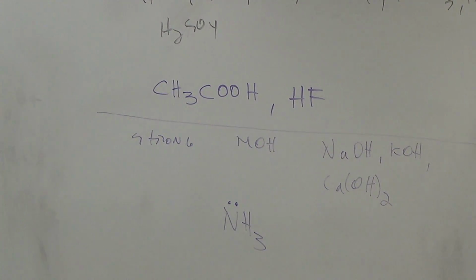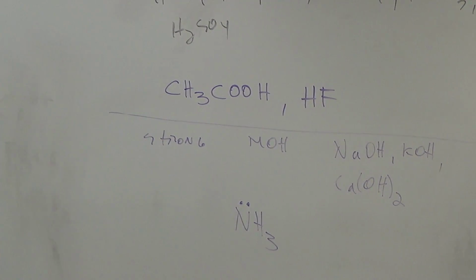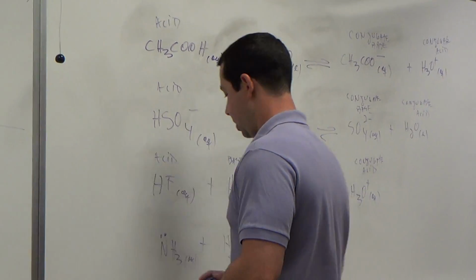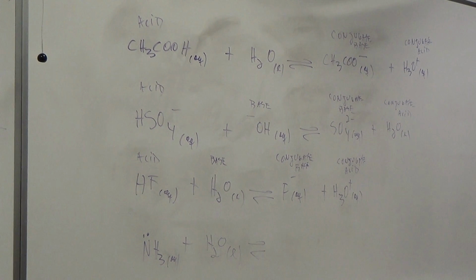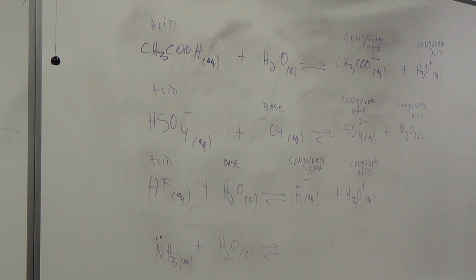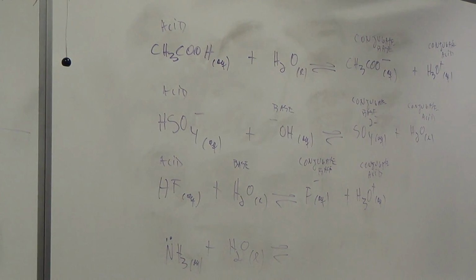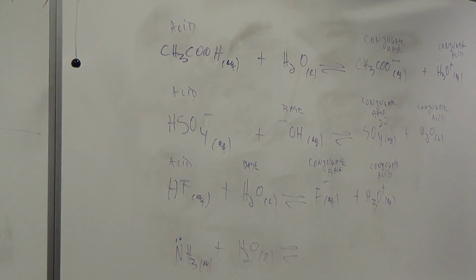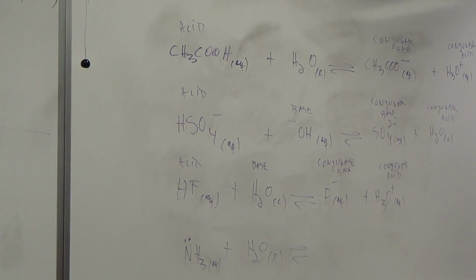So let's do an equilibrium for this one. Nitrogen containing, whatever that happens to be. NH3 plus H2O give you what? Of course, water is amphoteric, yes? Sometimes it acts like an acid and sometimes it acts like a base. It doesn't interfere with anything. It just does whatever the other thing wants to do. So it's going to become a hydroxide and ammonium, right? Okay?